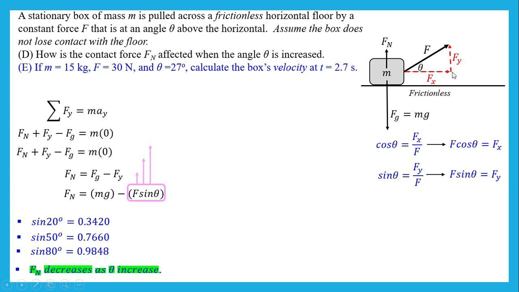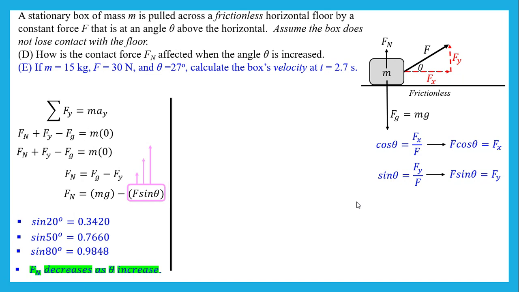Watch my cursor. If sine increases, this f of y has to increase. But if f of y increases, this f of n vector has to decrease, because fn plus f of y equals f of g. So when f of y increases, f of n must decrease in order to give us the same answer pointing downward, okay? If you need to, listen to that again.